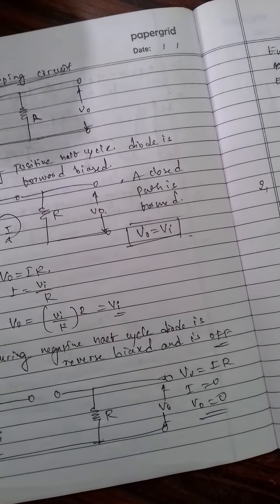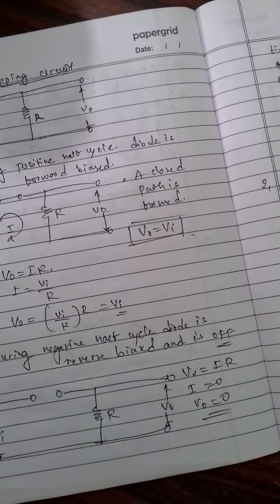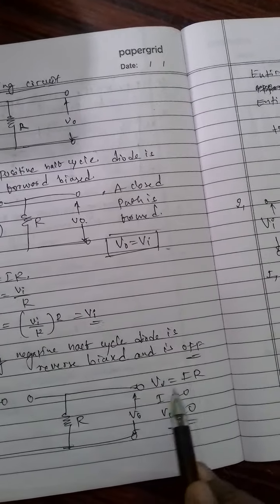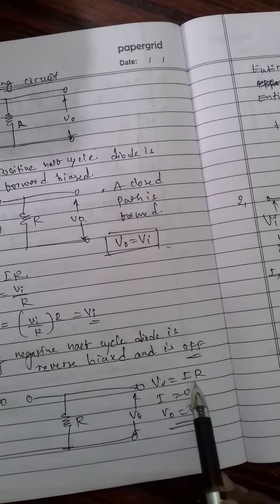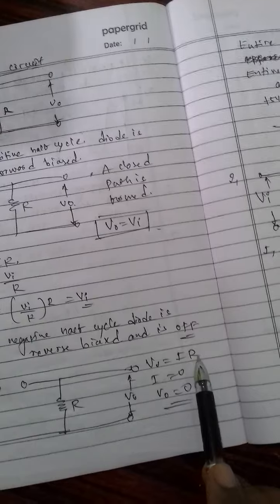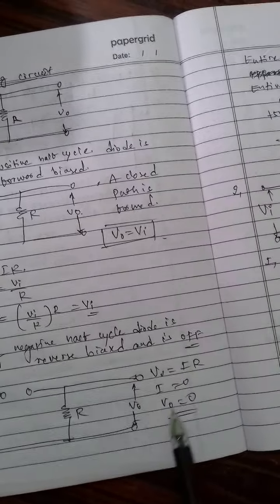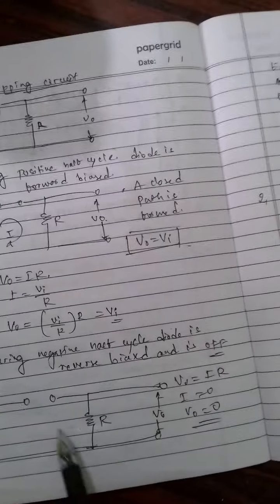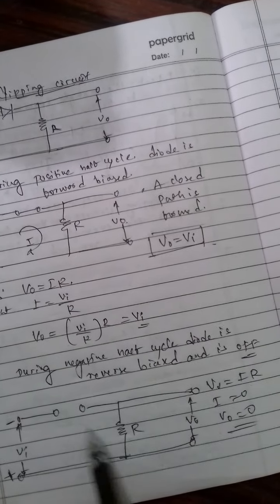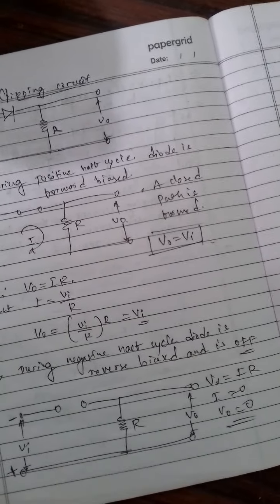When the current I is equal to 0, the output voltage is also equal to 0, because the drop of voltage across that resistance is equal to the drop of voltage across this resistance. The drop of voltage across the resistance is equal to IR. Current I is equal to 0, so the output voltage is also equal to 0, because this loop is open circuited during the negative half cycle.